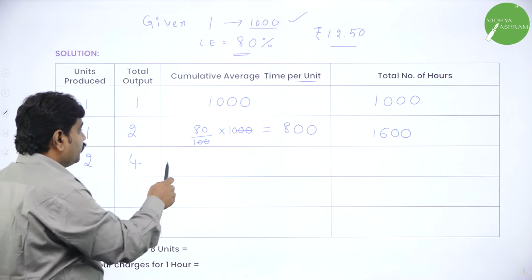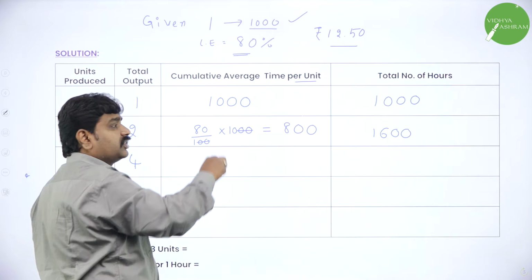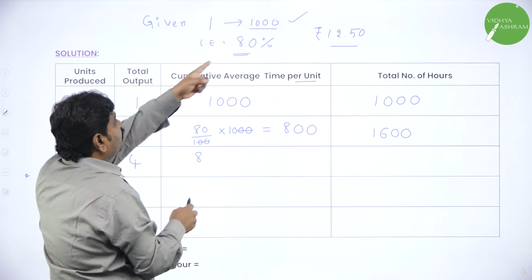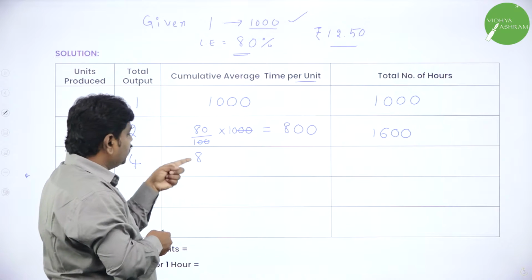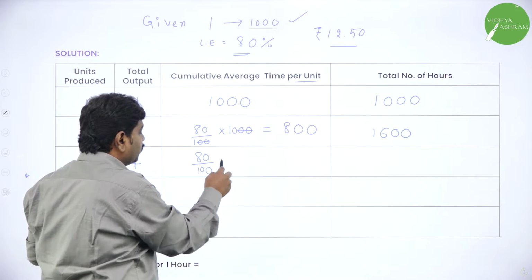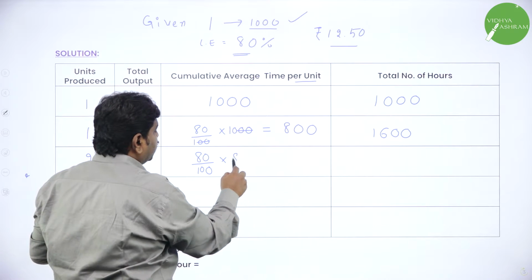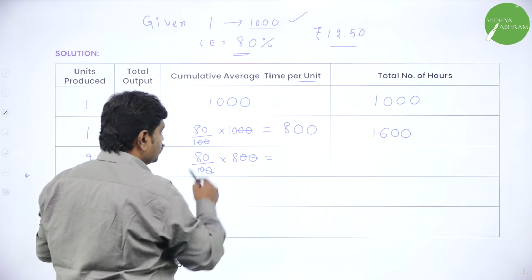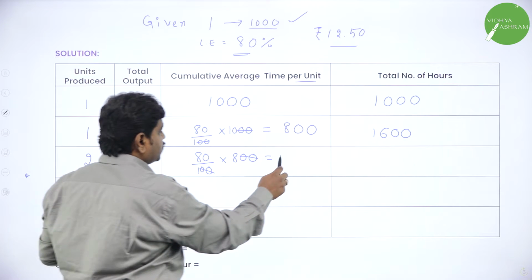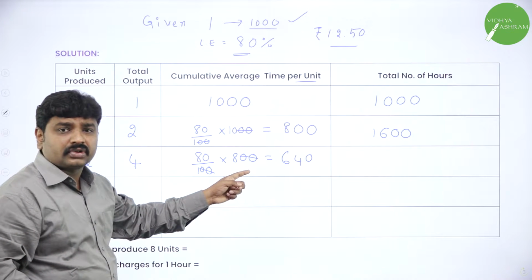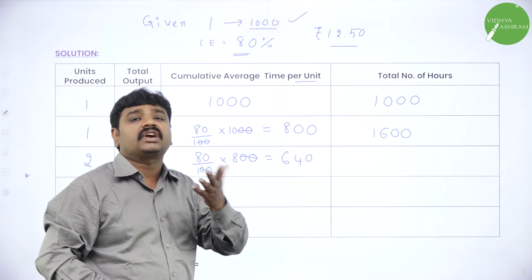Now the time for 1 unit is 80% of the previous time. Here we always take 80% of the previous, because the learning effect is 80%. If they give 90%, then take 90%. 80% means 80 by 100 of the previous time. What is the previous time? 800. 80% of 800, again I will cancel 2 zeros. So 8 8s are 64, 640. So to produce 1 unit, now I am taking only 640 hours.